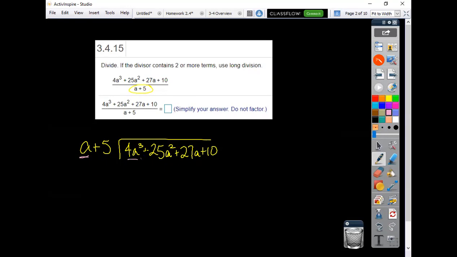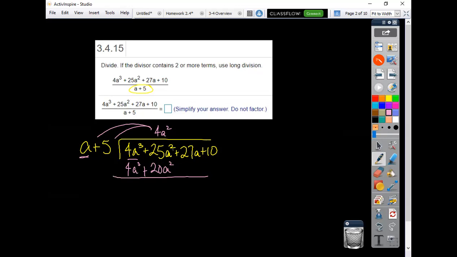A times what to make 4a cubed? I would say 4a squared. Multiply that times each of these out here. 4a squared times a is 4a cubed. Distributing it in, 4a squared times this 5 is 20a squared. Line up your like terms here.